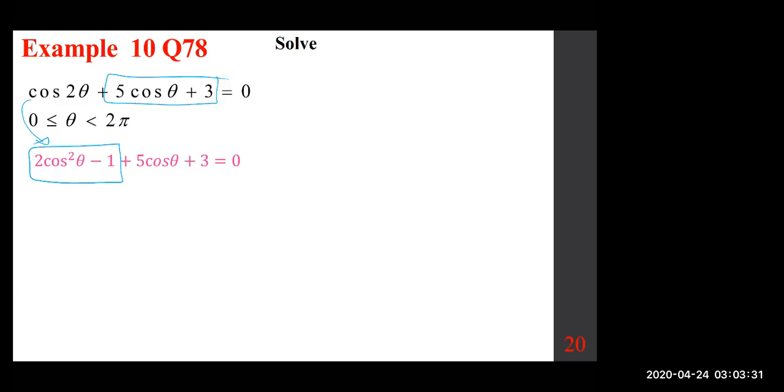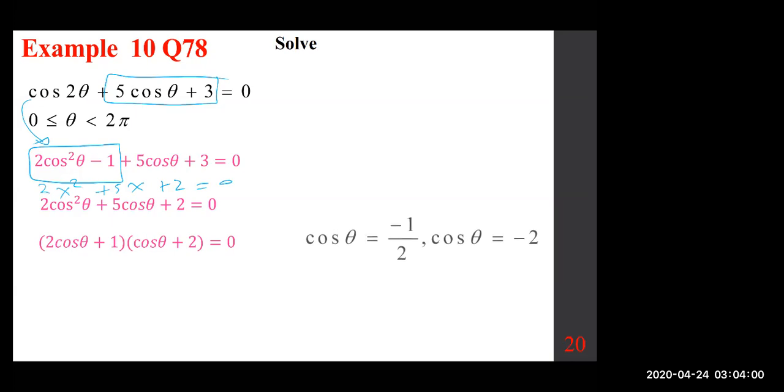Now, we put it in descending order. If you have a problem with that, you can change it to, like, 2x squared plus 5x plus 2. If you want, you can change it to 2x squared plus 5x plus 2 equals 0 and factor. You don't need to. When you factor, this is what you get. So cosine is either -1/2 or -2. Is everybody okay with this? Is there any question so far?